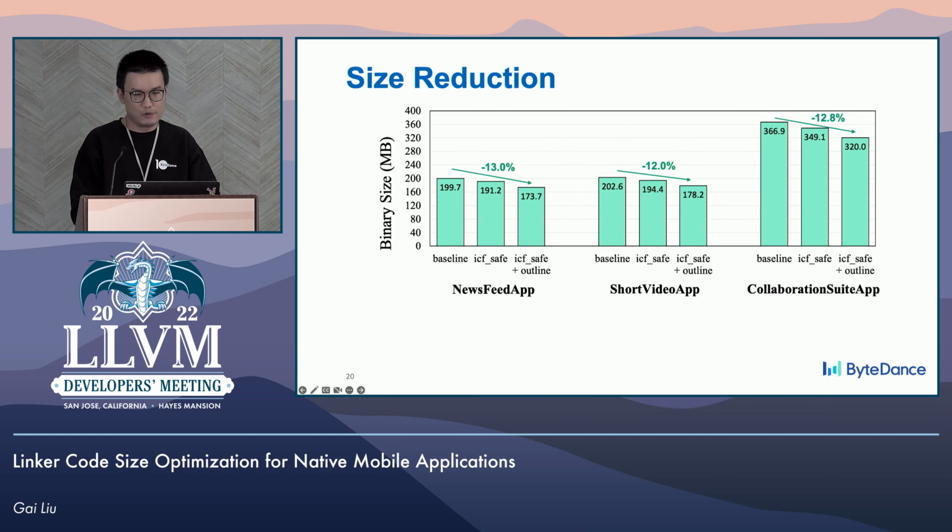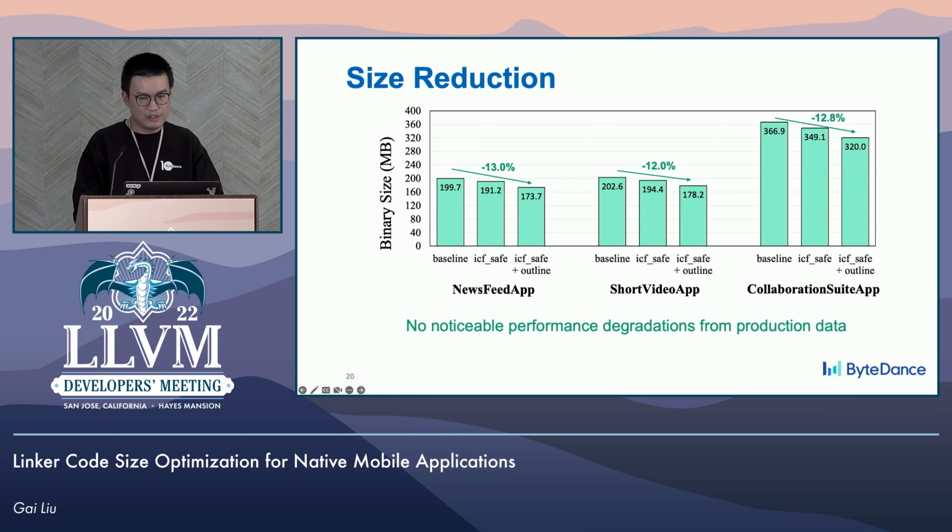So here's the size-saving results of our passes on the 3 apps. Across the apps, we observed around 12% to 13% binary size reduction overall. And the SAF safe pass reduced the code size by around 5%, and the rest is contributed by the outlining pass.